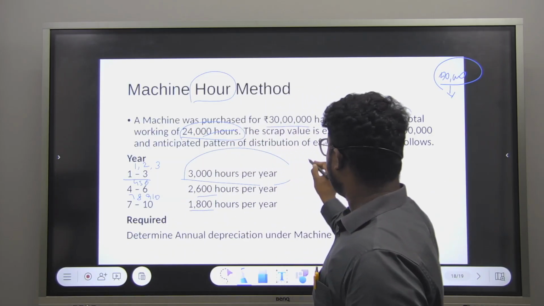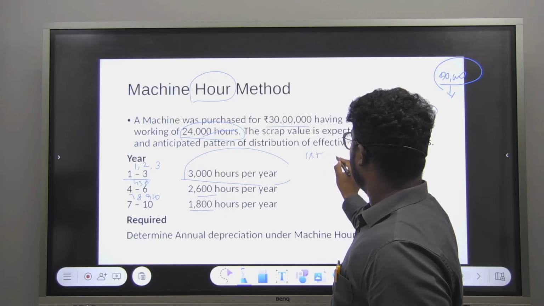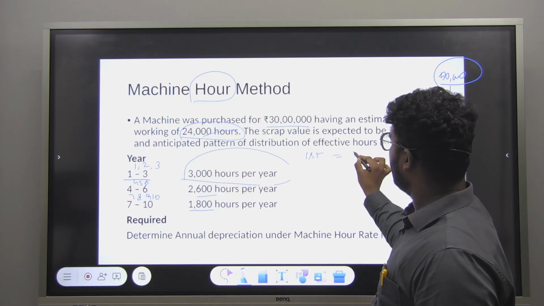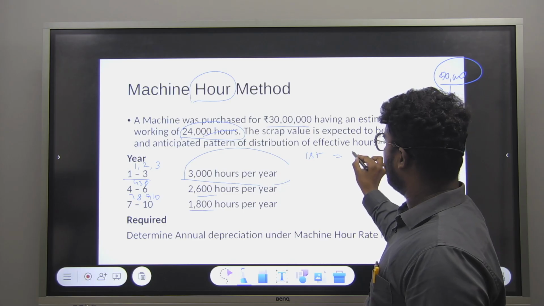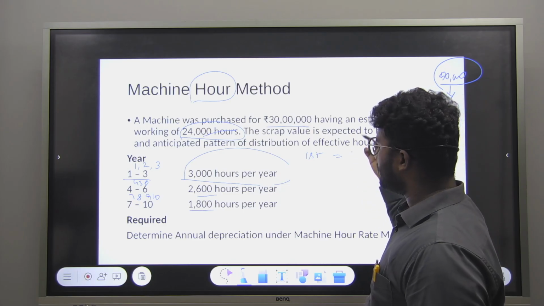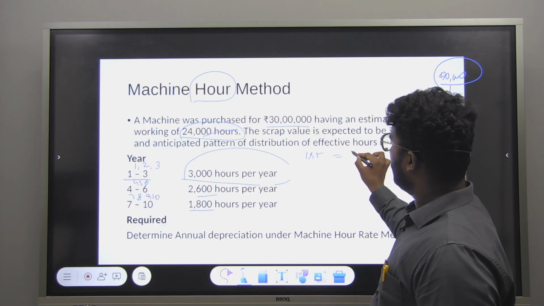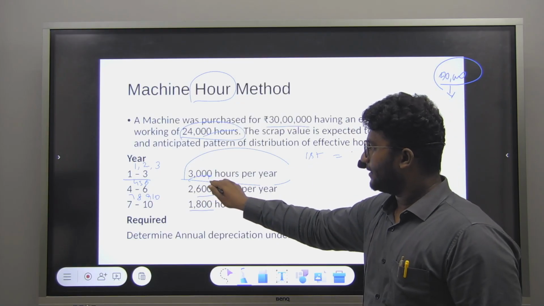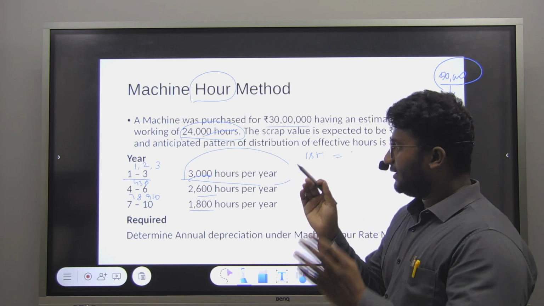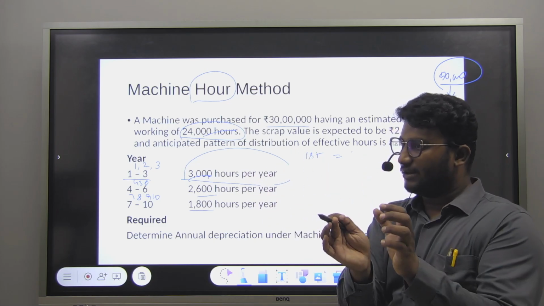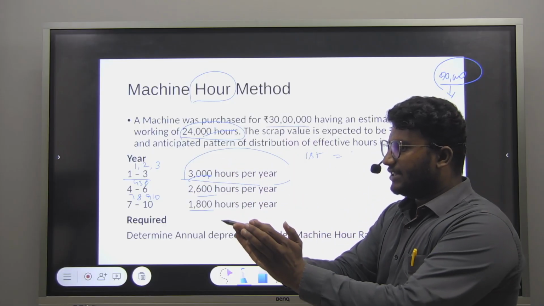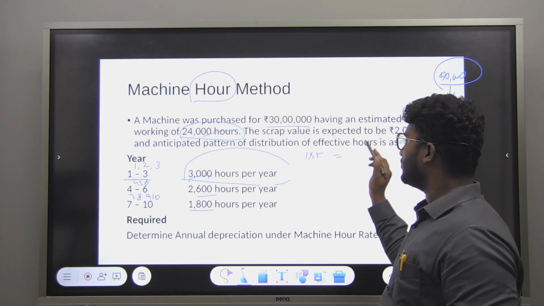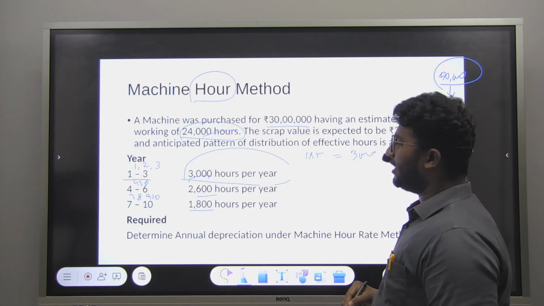Okay, so first year depreciation. How many hours will you use the machinery in the first year? 3,000 hours. See, it is hours per year. First year 3,000, second year 3,000, third year 3,000, total 9,000. So in the first year you will use 3,000 hours.